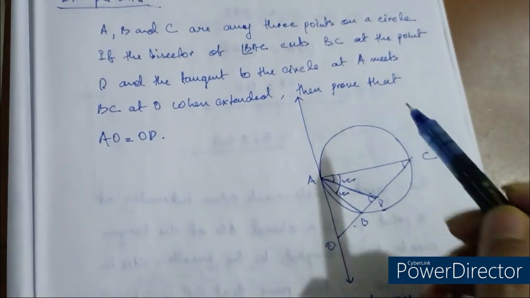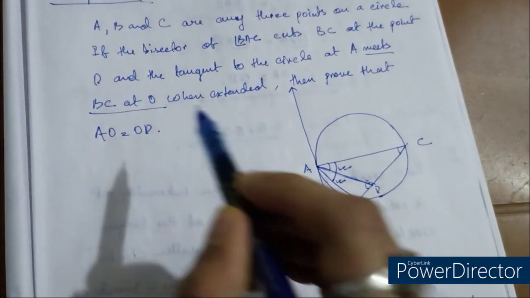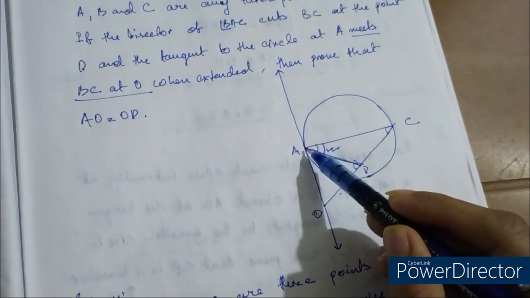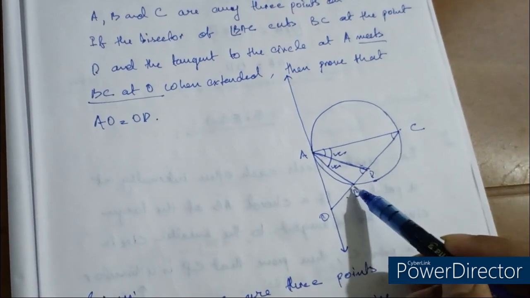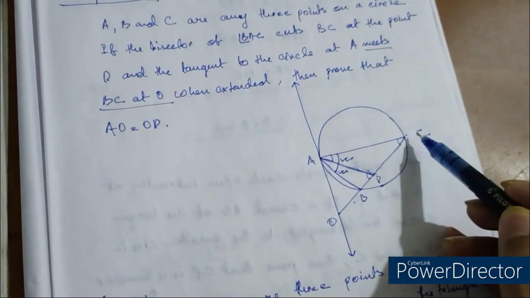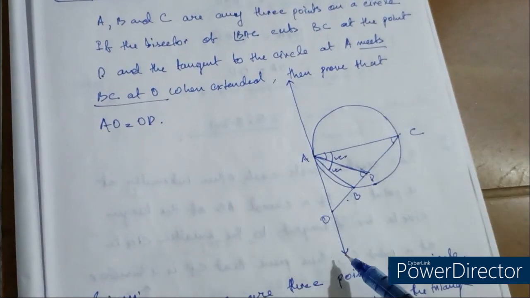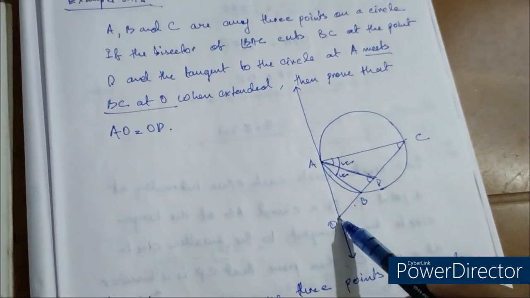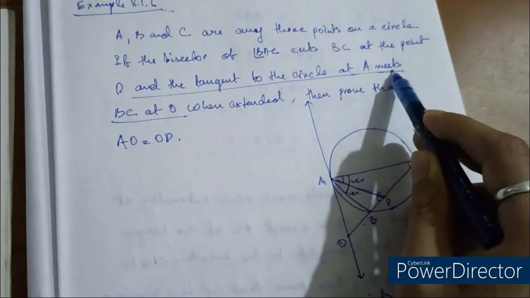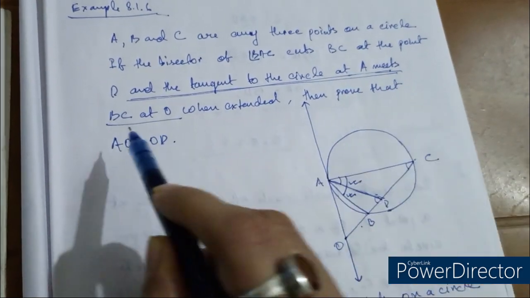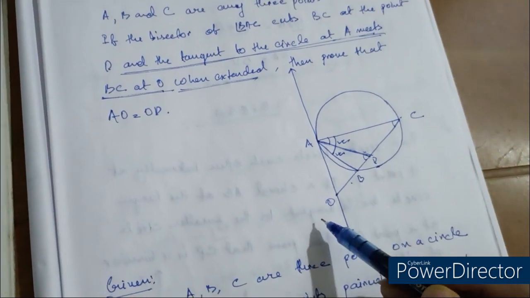And the tangent to the circle at A, okay, this is the tangent to the circle at A, meets BC at O. That means BC is extended. When BC is extended, then this tangent and BC extended intersect at point O. You see the sentence, the tangent to the circle at A meets BC at O when BC is extended.